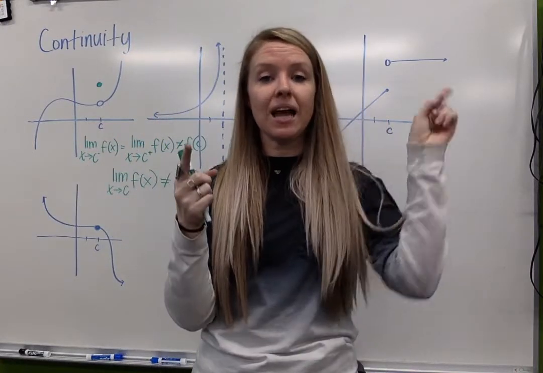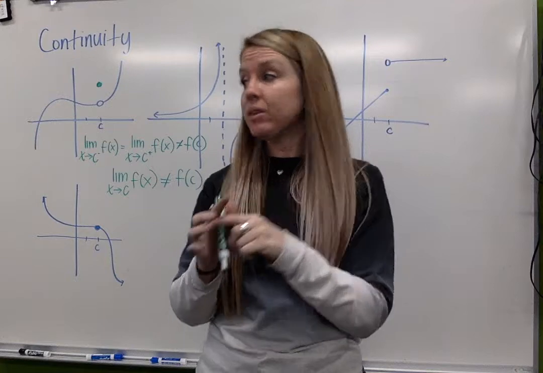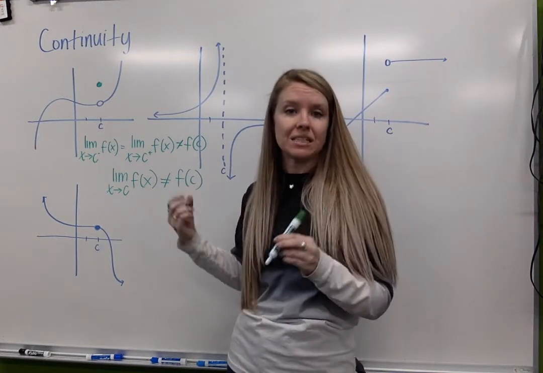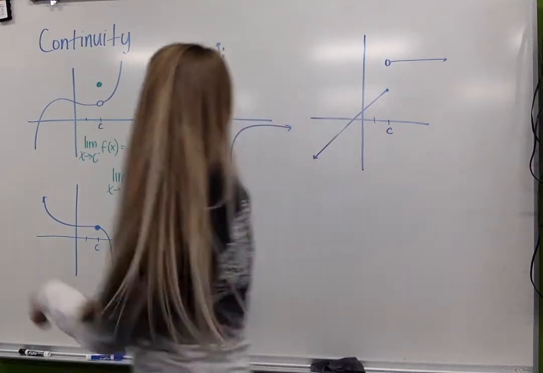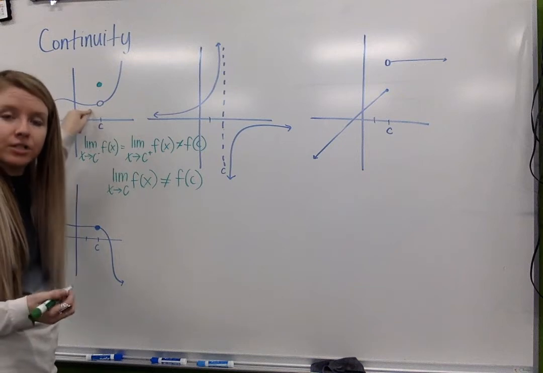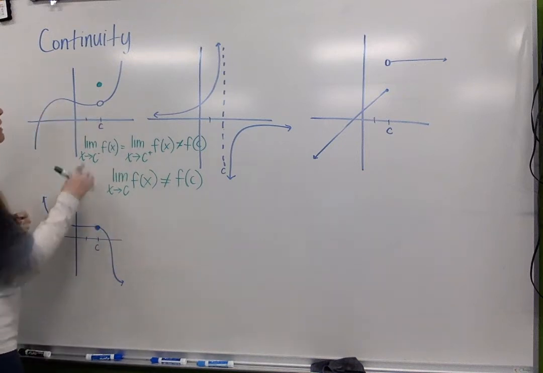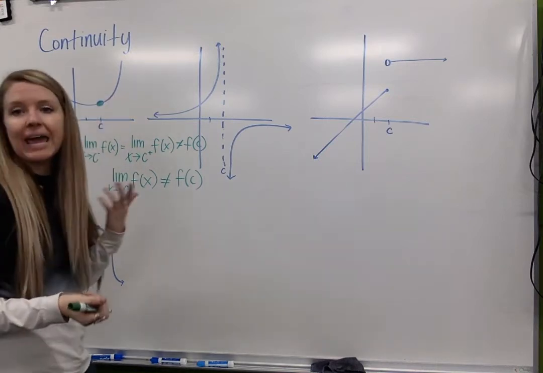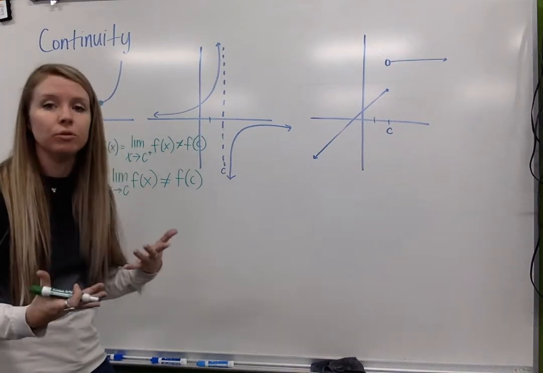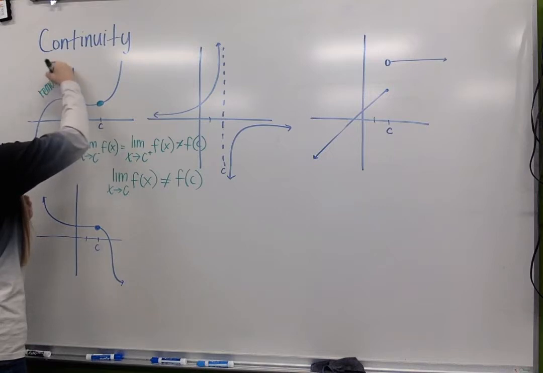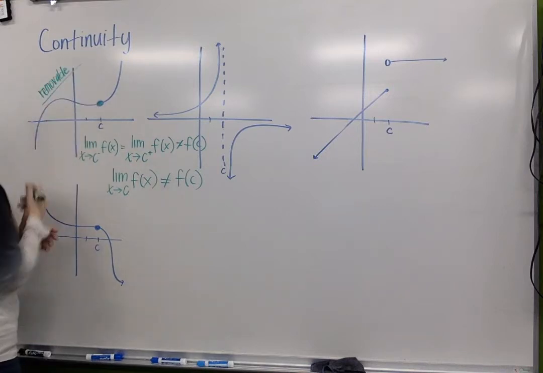If the right side and the left side limit are the same, the limit exists. But if the limit doesn't equal the y value, we have a discontinuity. This is called a removable discontinuity, because I could come in and define my function to have this point, and now the gap is gone, that hole is gone. It's removable. So this is an example of a removable discontinuity.